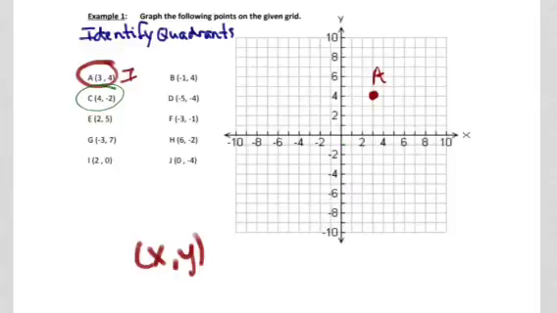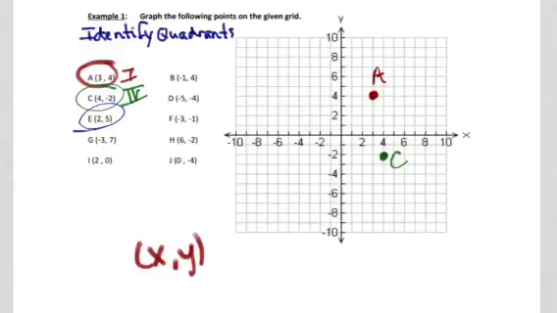All right, so that 4 and negative 2. So the 4 is to the right, and then the negative 2 is down. So that's where I'd put point C. Now, what quadrant is that in? Well, that's in the bottom right-hand quadrant, which is quadrant number 4. What about the next point here?